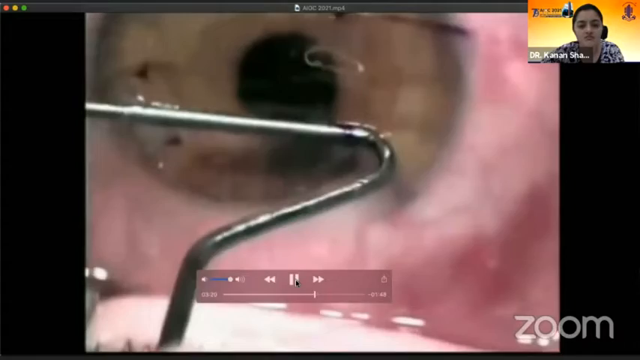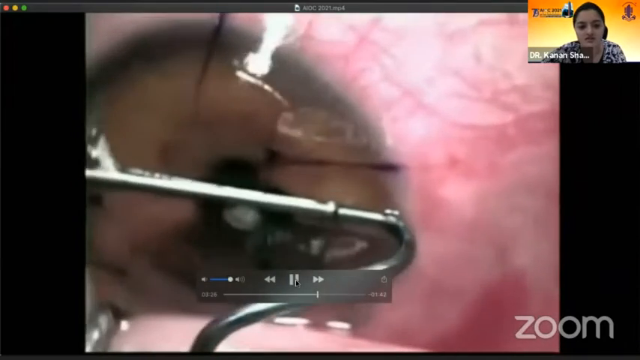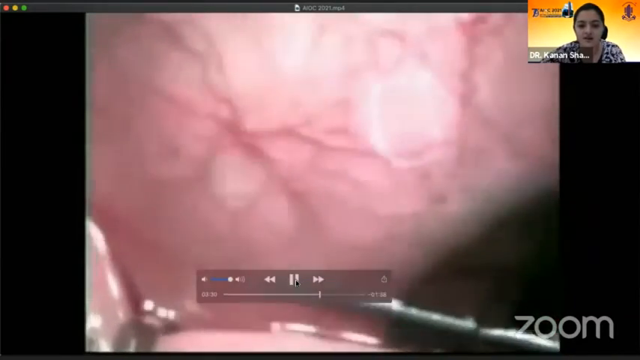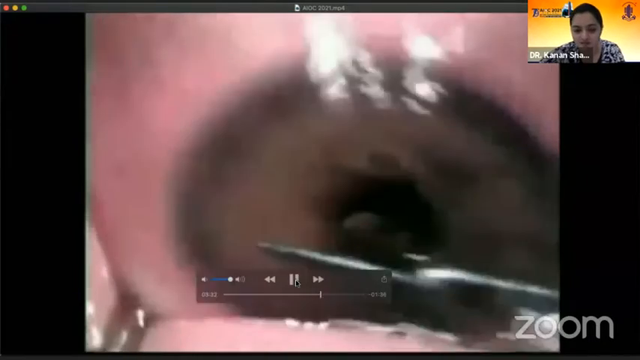When I was in the middle of the flap, suddenly the patient became very uncooperative, and the patient started moving his eye here and there, right and left, up and down, everywhere, but not in the center.